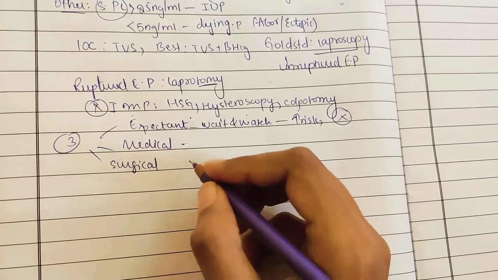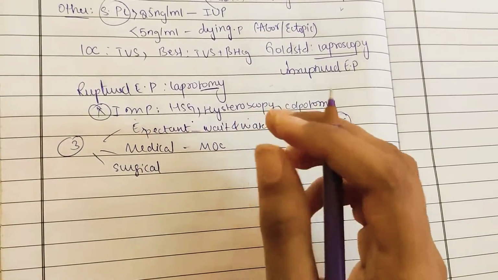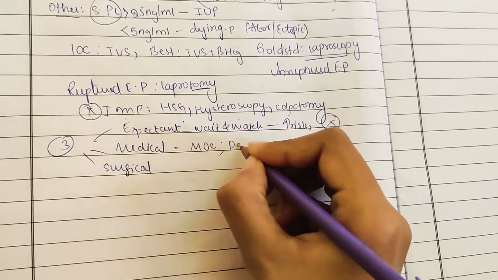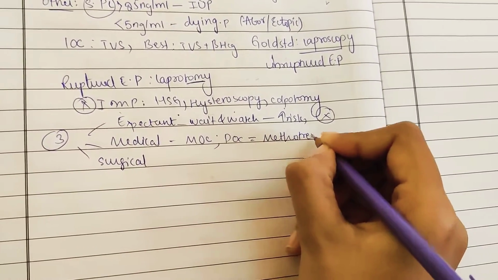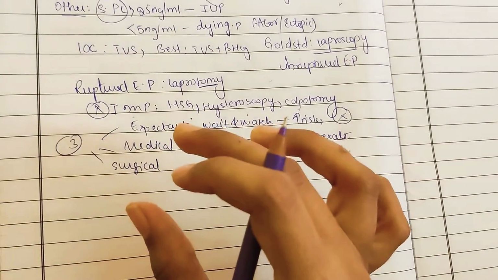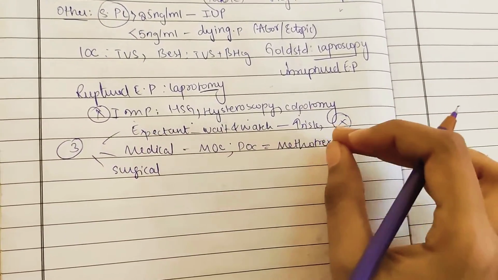Coming to medical management, it is actually the management of choice. Here, preferred in case of unruptured ectopic pregnancy, the drug of choice will be methotrexate. This one you need to remember, it is very important. So medical management is best, it is preferred especially in unruptured ectopic pregnancy, that is methotrexate.